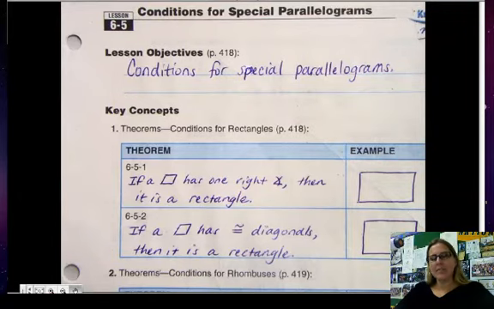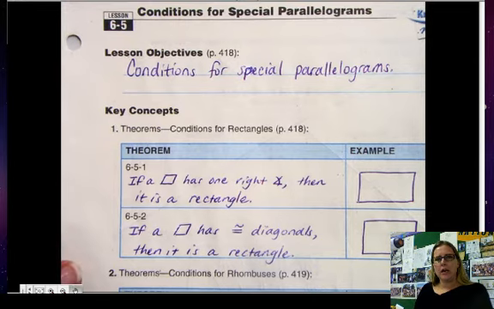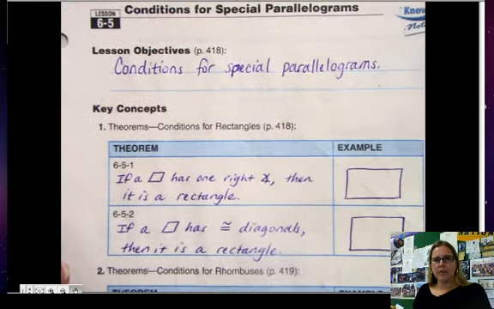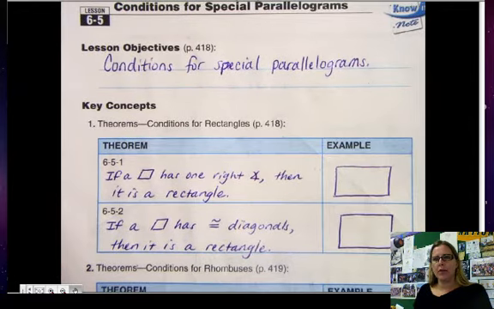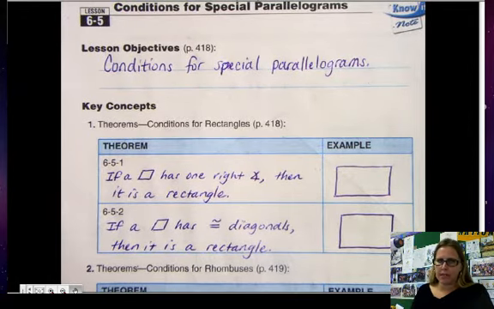All right, section 6-5, conditions for special parallelograms. We are going to be looking at rectangles and rhombuses again, although this time we're going to be showing you ways to prove that it is a rectangle and to prove that it is a rhombus. So the first two will look familiar to you because we talked about rectangles in the last section. But this is how to prove that it's a rectangle.